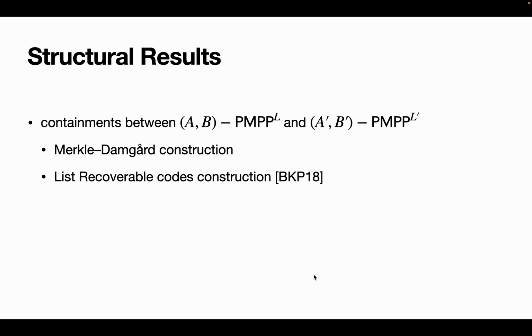And finally, we move on to some structural results about these complexity classes. We have these very general complexity classes which form a hierarchy, and we'd like to understand when exactly this hierarchy collapses and when it doesn't. First, we're able to use the well-known Merkle-Damgard construction and a more recent construction of list recoverable codes from BKP 18 to show inclusions for these complexity classes for particular parameters. Then we show some very weak black box separations. These are meant to give off a starting point for showing more advanced separations between these classes.